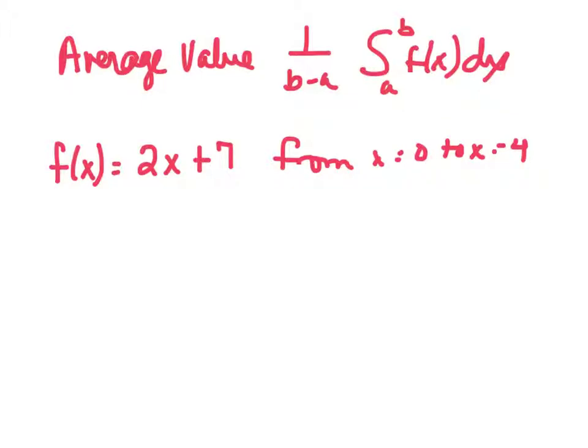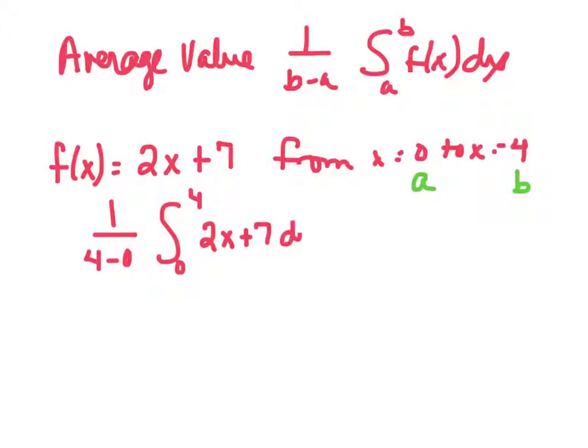So my formula says I'm going to have 1 over b minus a. Well, my endpoints are my a and my b. So this is a and this is b. So I'm going to have 1 over 4 minus 0, the integral from a to b, 0 to 4, of f of x, which was 2x plus 7, dx. And now we just integrate that. So I've got 1/4. The integral of 2x plus 7 would be x squared plus 7x, but that has to be evaluated at 4 and 0.